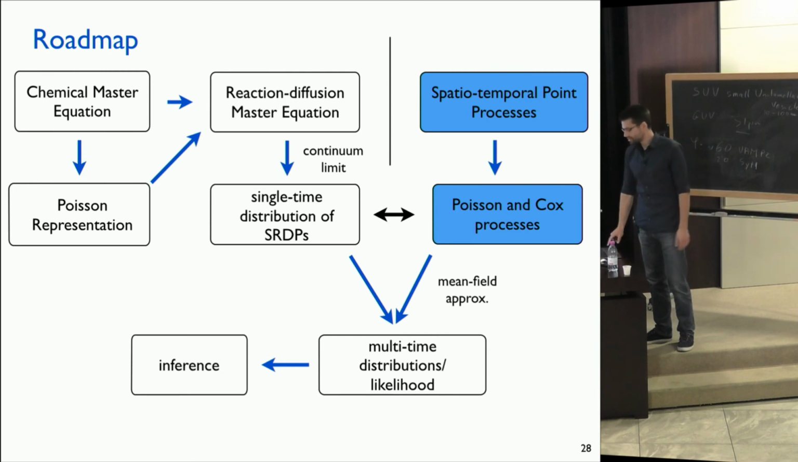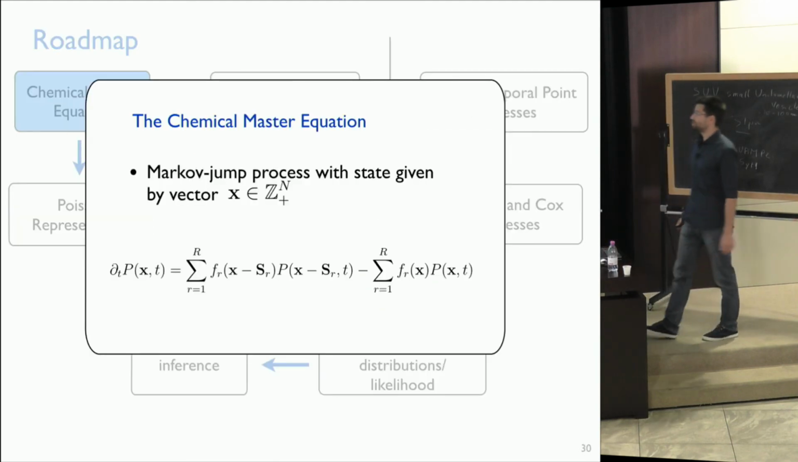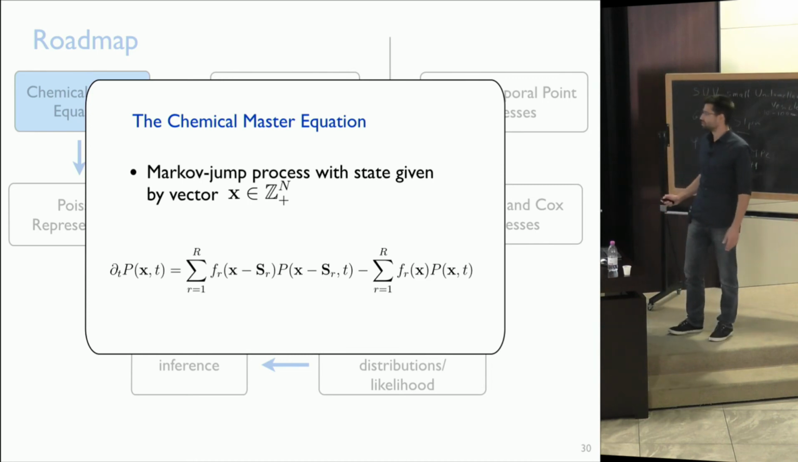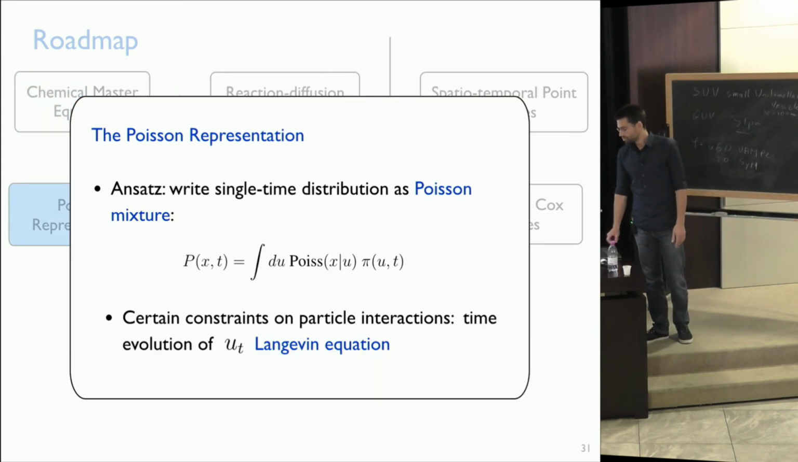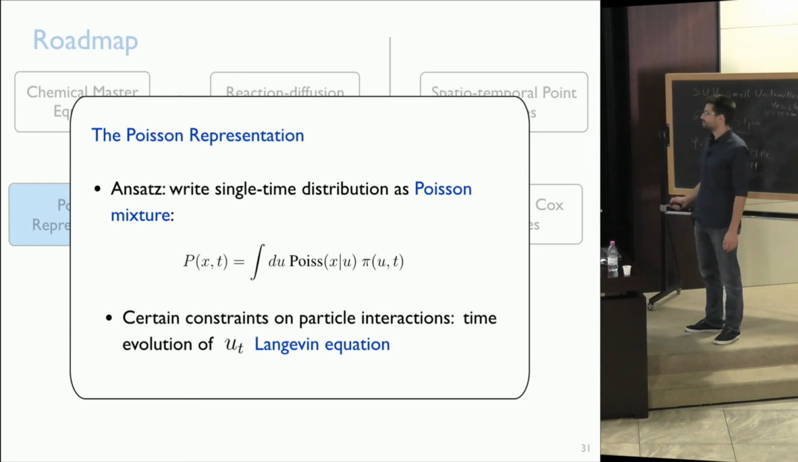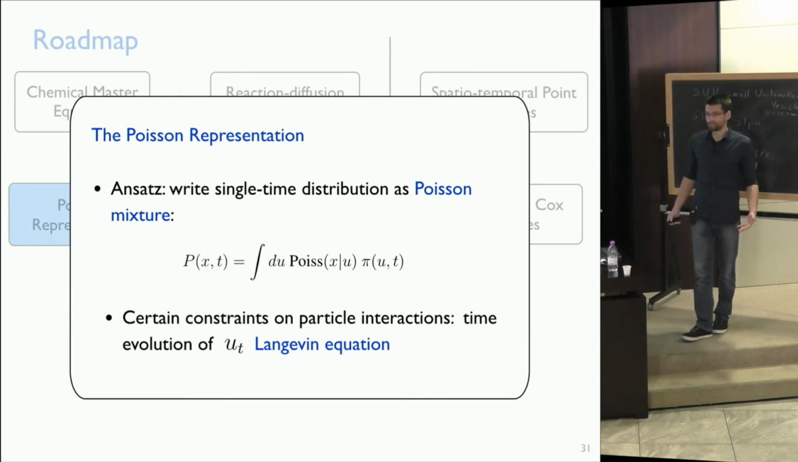Okay, so much about the point processes. Let's now come to our chemical reaction networks. And let's start, just to quickly remind you, the chemical master equation describes a non-spatial stochastic system by a Markov jump process and describes the time evolution of the probability distribution. The Poisson representation makes the ansatz to write this solution of the chemical master equation as a mixture of Poisson distributions. And I give here for simplicity the expression only for one dimension, for one variable. And the mean value is a random variable which has a distribution. And as it turns out, this can always be done under certain constraints.